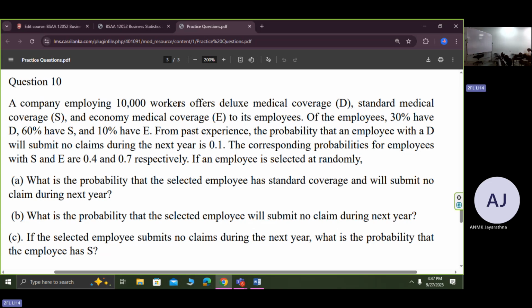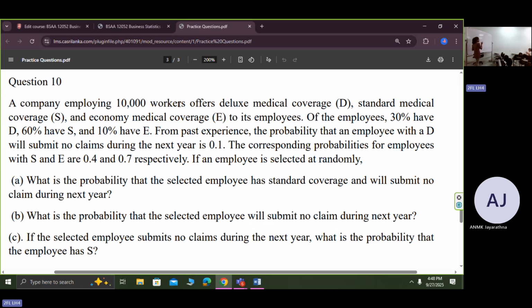Okay. Then this is the tree diagram for that. There are three mutually exclusive and collectively exhaustive events, three medical coverages. It means one employee has one medical coverage. Altogether, it represents the total number of employees. Then the first one asks, if an employee is selected at random, what is the probability that the selected employee has standard medical coverage and will submit no claims?